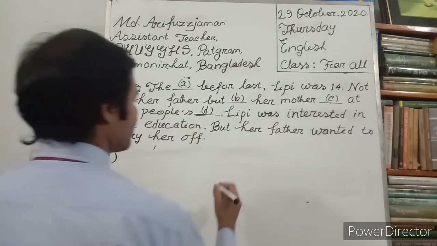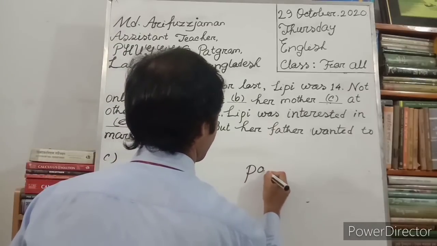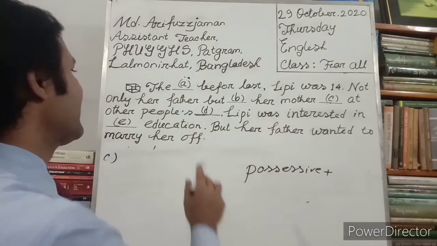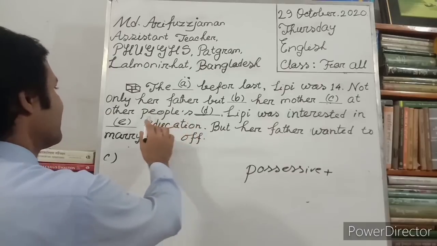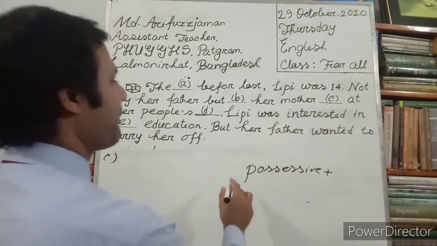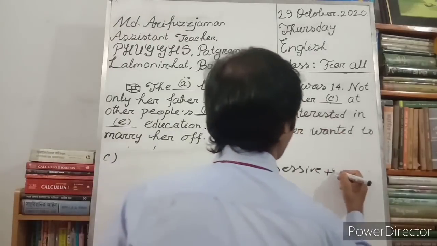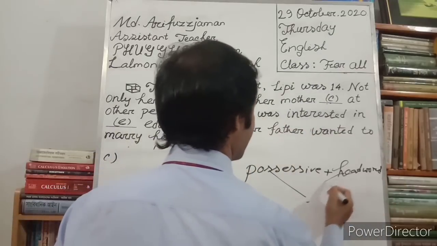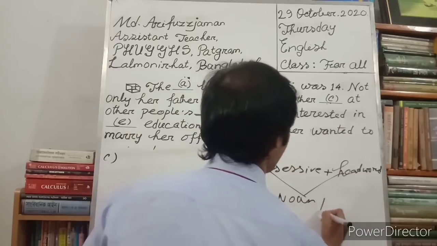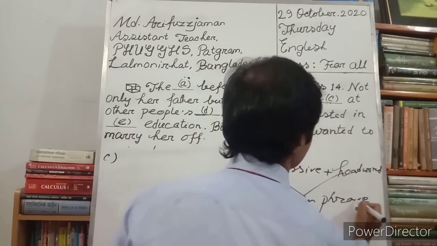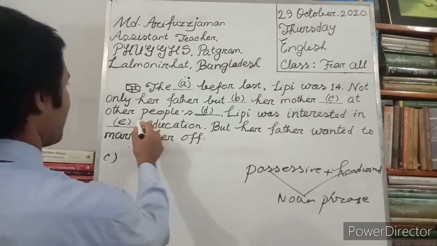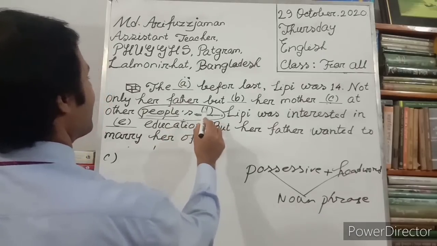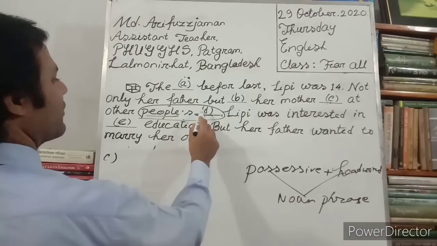This portion is called possessive. And after possessive, that means with apostrophe s and with a noun word, always make a possessive. And after possessive, we use a head word. So possessive and head word always make a noun phrase. That means the whole portion is a noun phrase. This is also noun and this is also noun. So we have to write a noun word here. The head word will be a noun word.